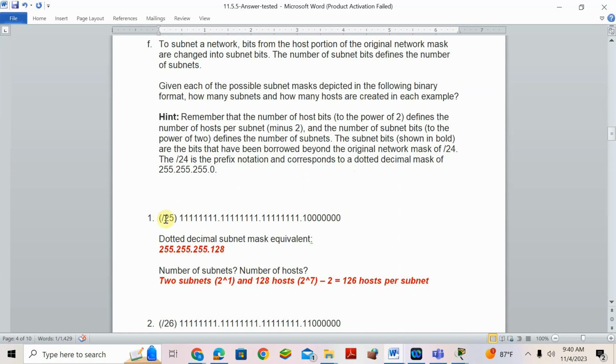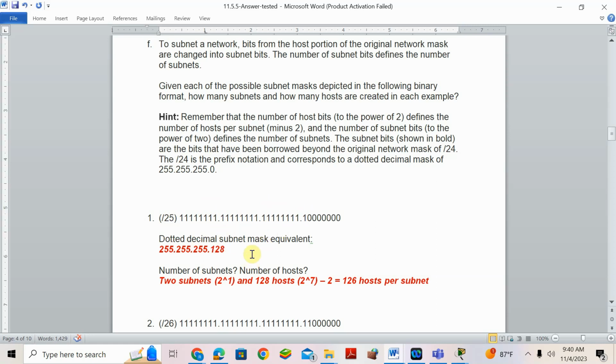/25 means 25 network bits. So 8 plus 8 is 16, plus 8 is 24, plus 1 is 25. So what is the decimal value? This is 8 ones, 255, 8 ones, 255, 8 ones, 255. The first one being 1 means 128. So how do you get this value?